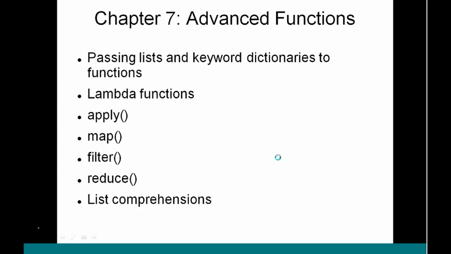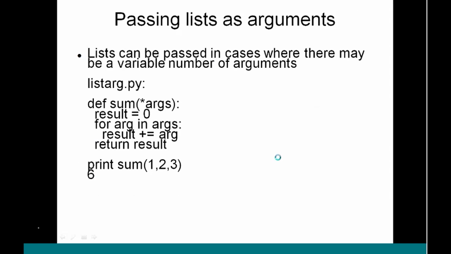Essentially we are going to talk about how to pass lists and keyword dictionaries to functions. Then we will also talk about something called the lambda function, which is a function generator. Then we will talk about some of the functions like apply, map, filter, and reduce, and we will also go through some more understanding of lists, like list comprehensions. So let's begin today's lecture.